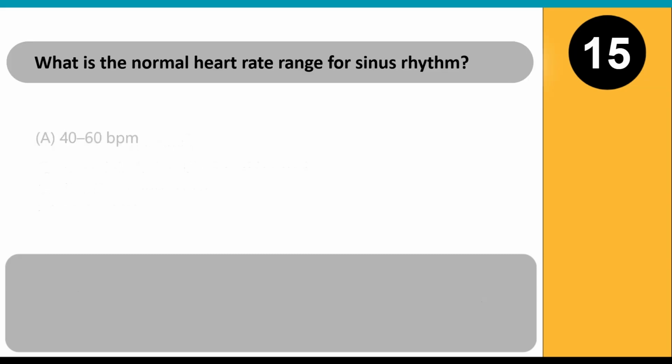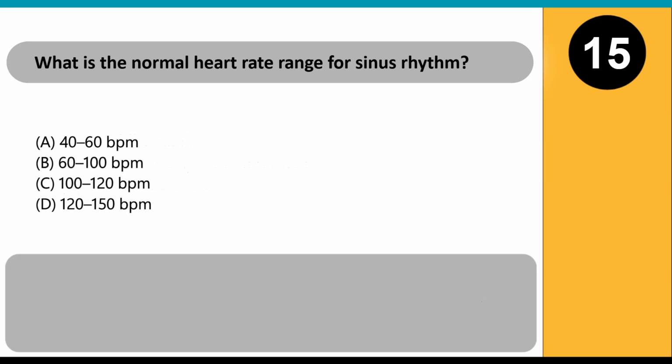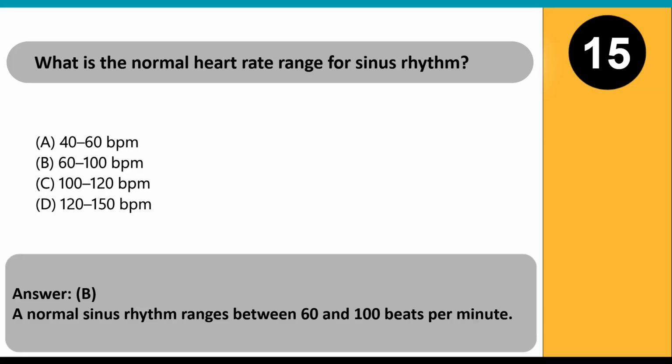What is the normal heart rate range for sinus rhythm? A. 40 to 60 bpm. B. 60 to 100 bpm. C. 100 to 120 bpm. D. 120 to 150 bpm. Answer B. A normal sinus rhythm ranges between 60 and 100 beats per minute.